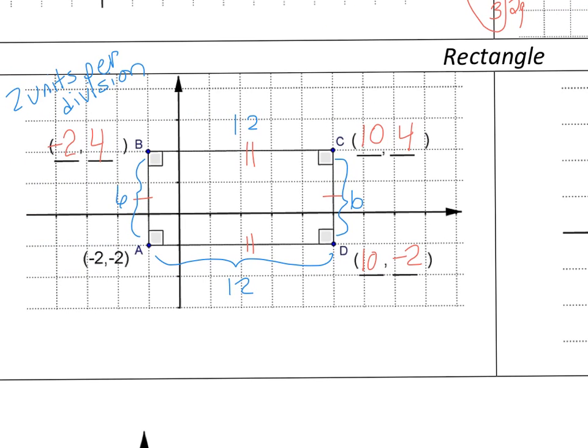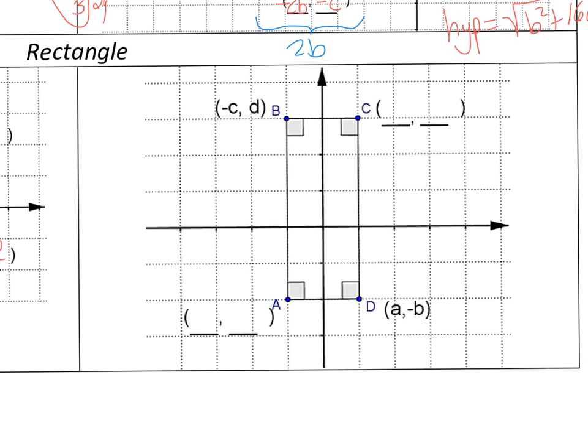By the way, you could also go ahead and calculate the diagonal of this. You could draw the diagonal between vertex B and D, and you would be able to find the length of that diagonal using the Pythagorean theorem, because the diagonal would be the hypotenuse.